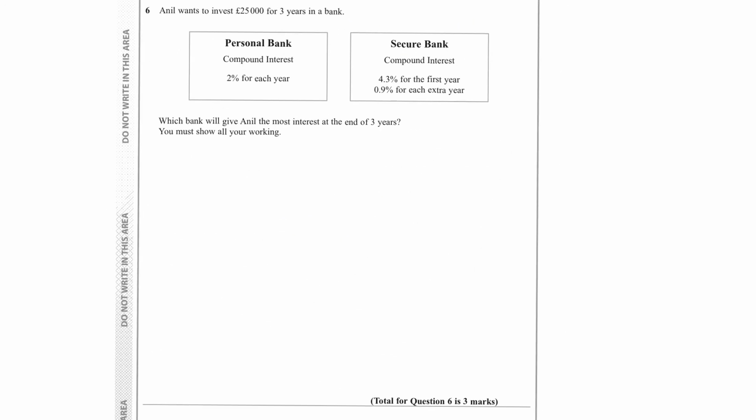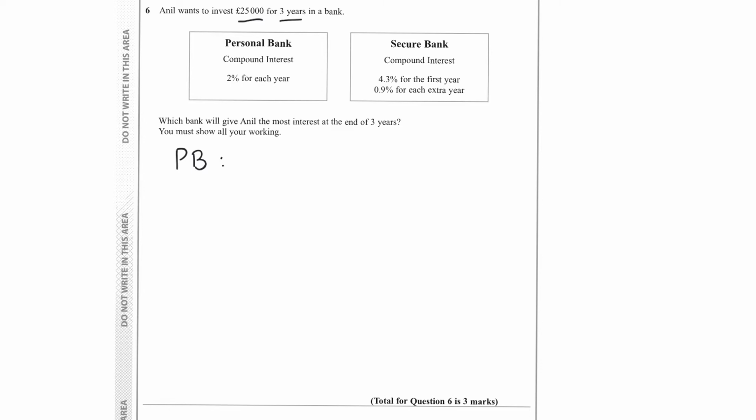So moving on to question 6, this is on compound interest, and I have a video on compound and simple interest in the link above. So looking at this, we've got Personal Bank and Secure Bank. Anil wants to figure out which bank he's going to need to use. So using compound interest for the personal bank, I'll call it PB, he wants to save £25,000 in the space of 3 years.